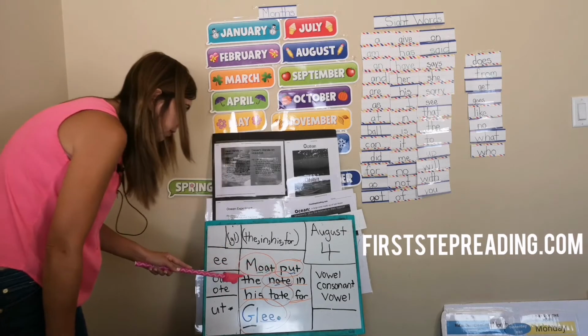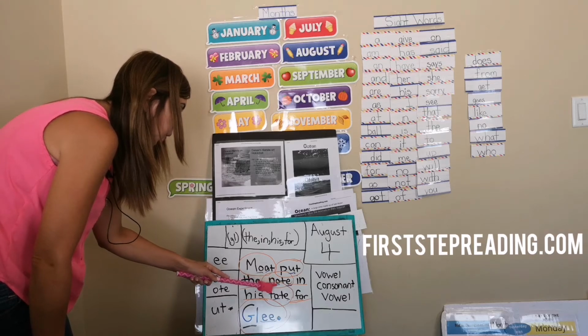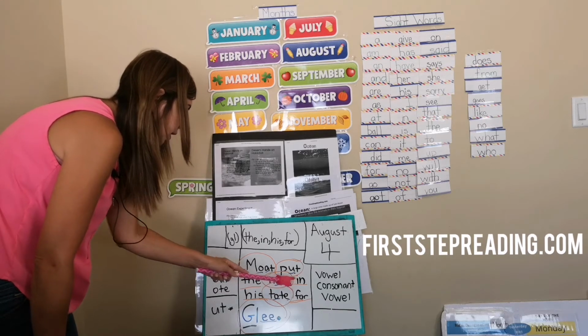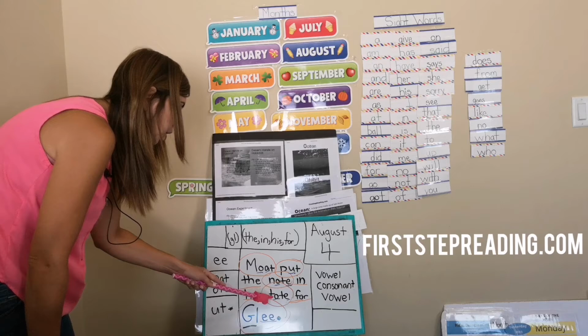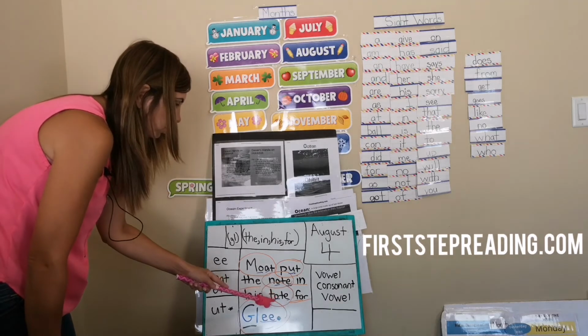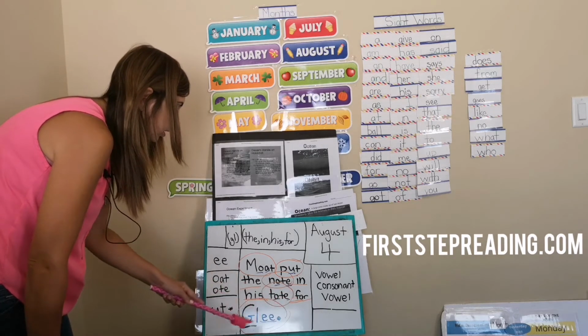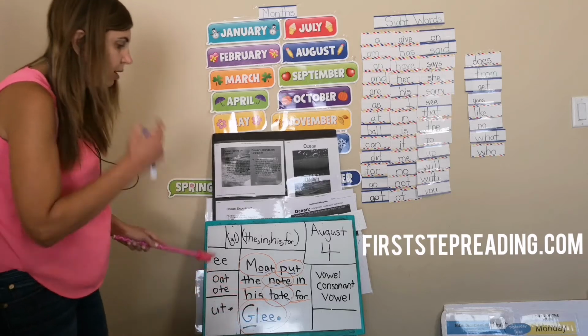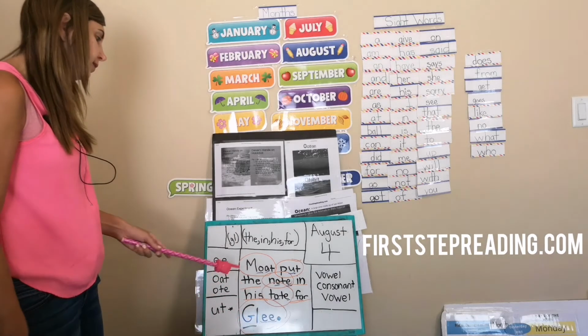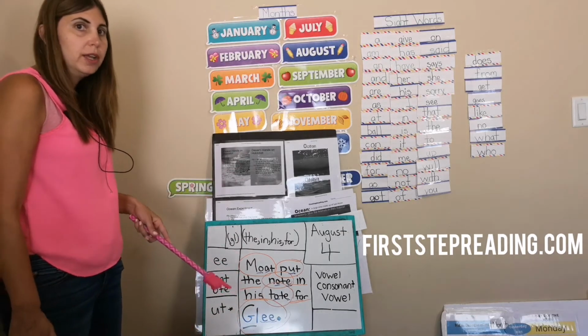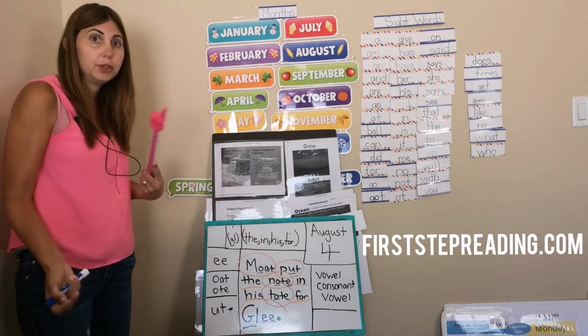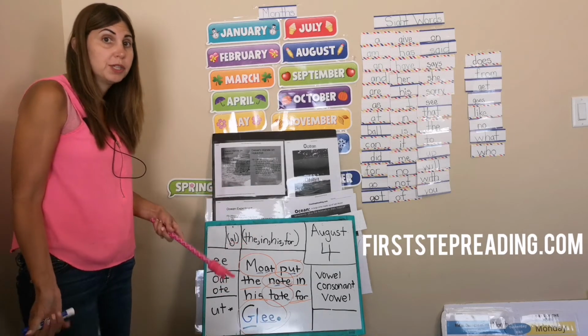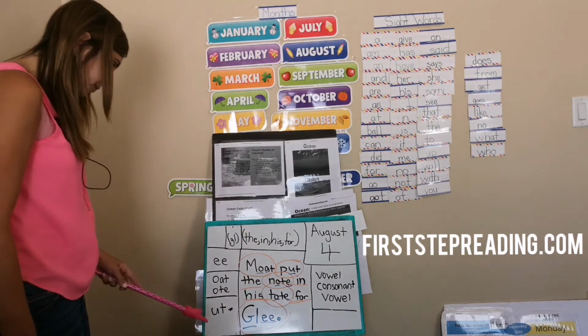put the oat note in his oat tote for glee. Now let me read it for understanding. First time I had to sound it out. Second time is for understanding. You might have to read it 3 or 4 times for understanding.